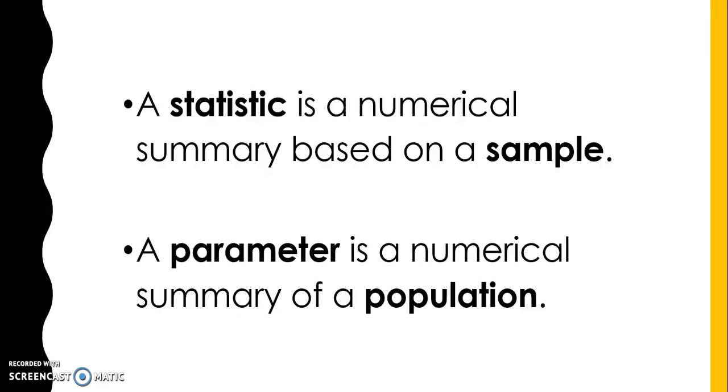So now that we know some vocabulary, let's look at statistic and parameter. So a statistic is a numerical summary based on a sample, while a parameter is a numerical summary of a population. So now that we know what a statistic and a parameter are, let's look at some examples and determine whether they're a statistic or a parameter.